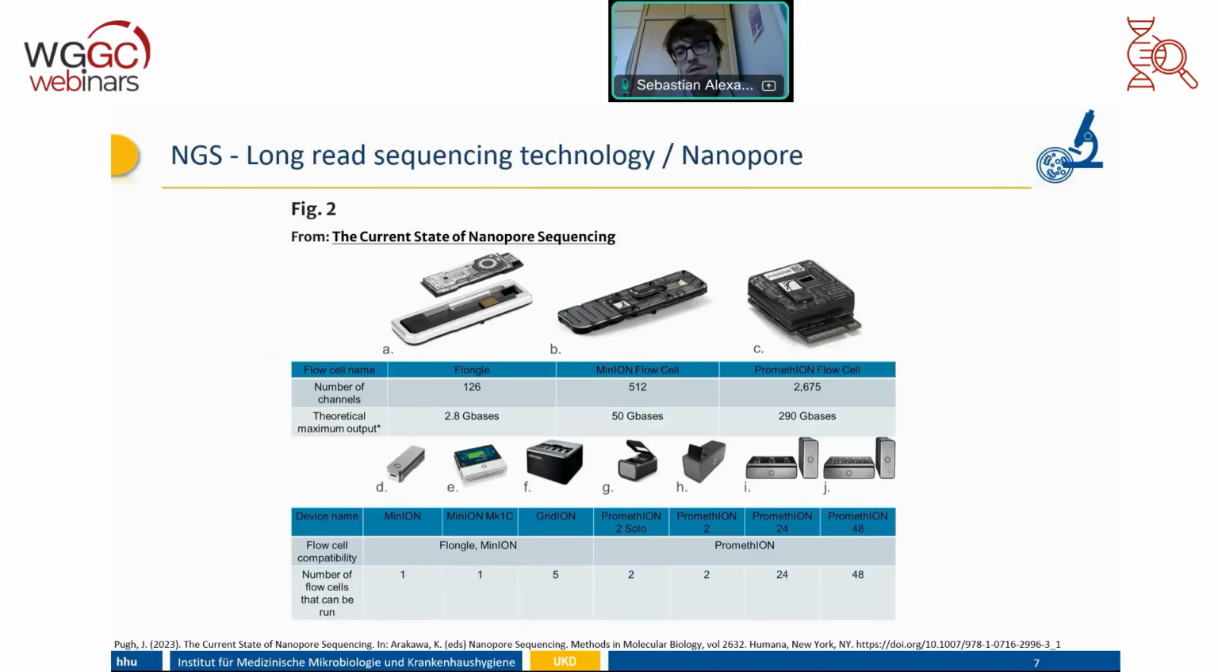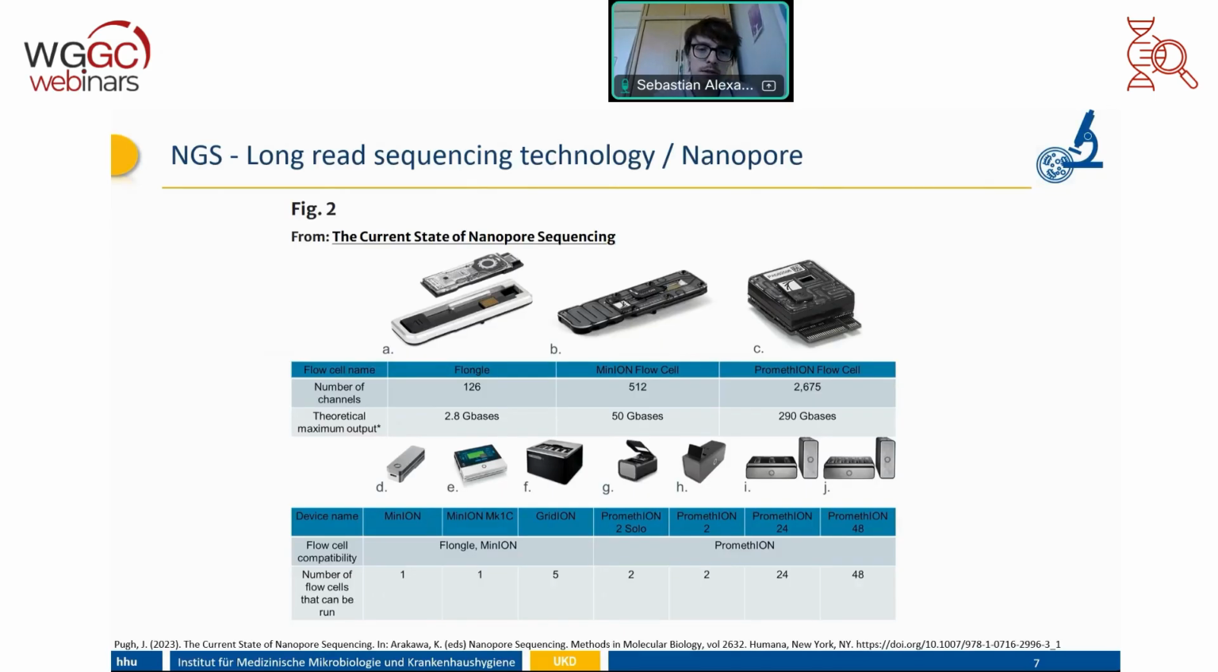There are 3 different types of flow cells. The small and cheapest one, the Flongle, where you have around 126 pores and a theoretical maximum output of 2.8 gigabases. Then you have the medium one, the MinION flow cell, with around 500 pores and 50 gigabases of output. And then the high-class one, the PromethION flow cell, with around 2,700 pores and 290 gigabases of theoretical maximum output.